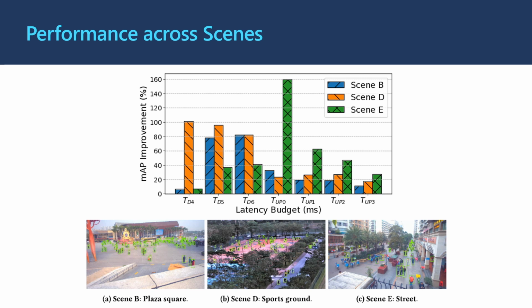We evaluate the performance across scenes. Here, we demonstrate 3 typical scenes: a plaza square, sports ground, and street. Compared to the plaza square, Remix performs better on the other 2 scenes because they have much more clear spatial patterns. But we also notice that even in the plaza square, Remix can perform better than SOTA approaches. The reason is that there are still a lot of irrelevant backgrounds, which provide the sparsity, making room for Remix.